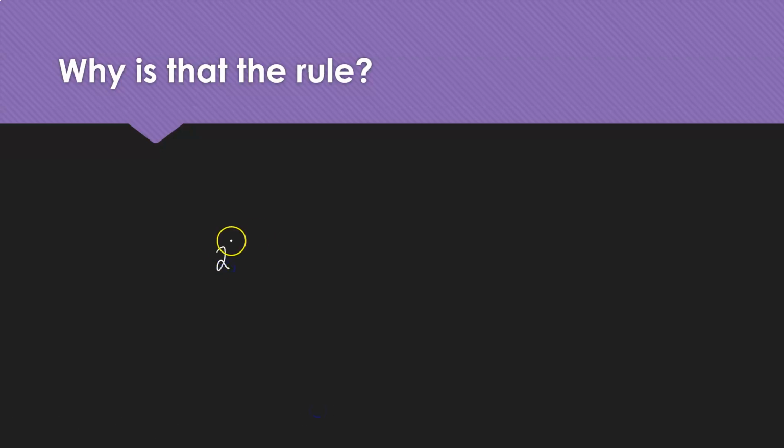So 2 to the third is 8. 2 squared is 4. So 4 is half of 8. I'm sorry, this is squared, not to the fourth. 2 to the first power is 2, which is half of 4. 2 to the 0 power, what's half of 2? Well, that's 1. And we talked about the other day that anything to the 0 power is 1.